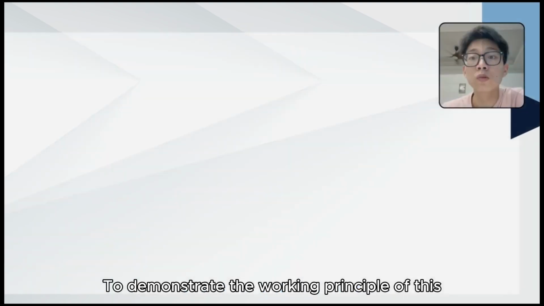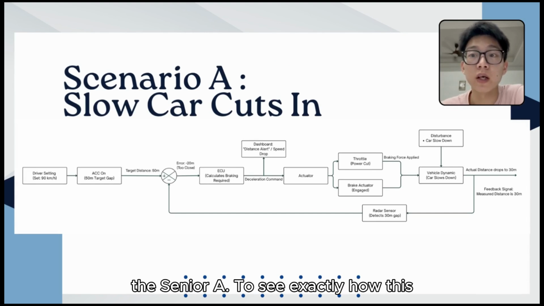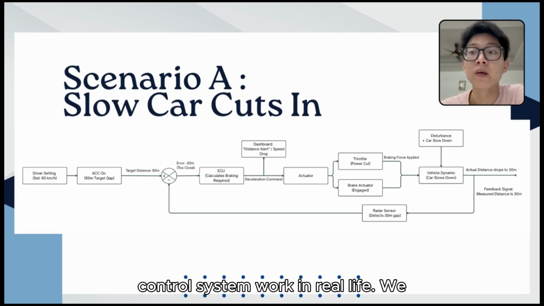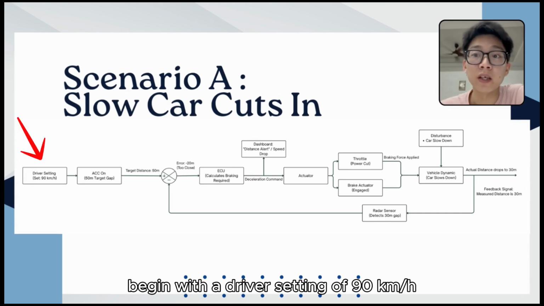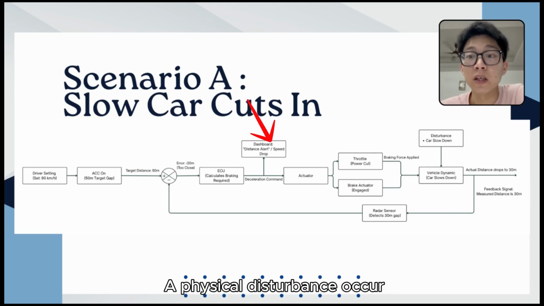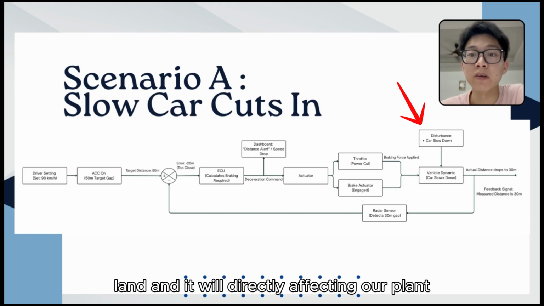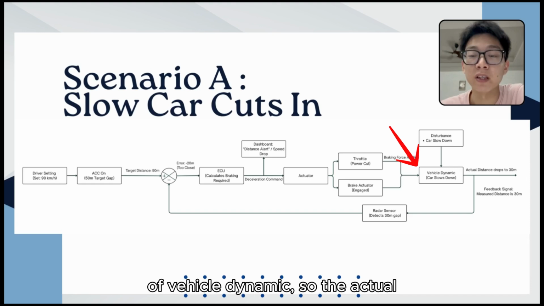To demonstrate the working principle of this standard control system, let's look at scenario A to see exactly how this control system works in real life. We begin with a driver setting of 90 km per hour and an ACC target gap of 50 meters. A physical disturbance occurs when a slow car suddenly cuts into the lane, and it will directly affect our plant of vehicle dynamics.